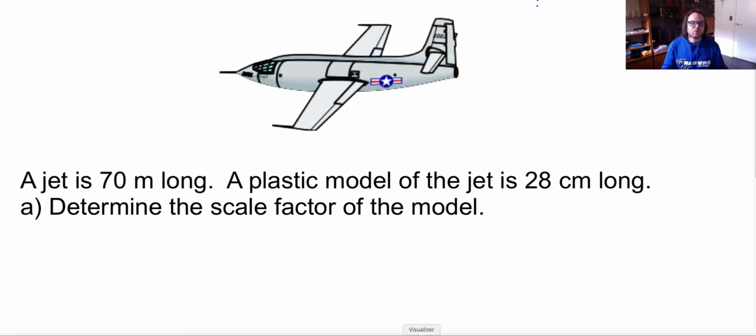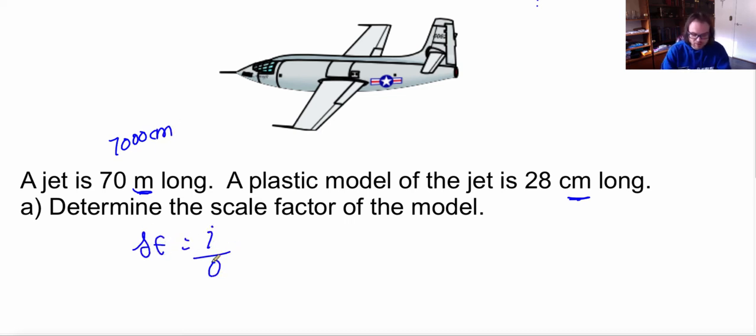So in my next example, we have a jet that is 70 meters long and its model, which is 28 centimeters long. One thing to first note is one's in meters, one's in centimeters. So in other words, this 70 meters is the same as 7,000 centimeters. So my scale factor is equal to my image divided by my original. My original is the actual jet, which is 7,000, and my image is 28. Now I'm going to simplify this fraction. A lot of times it's easier to work with smaller numbers.